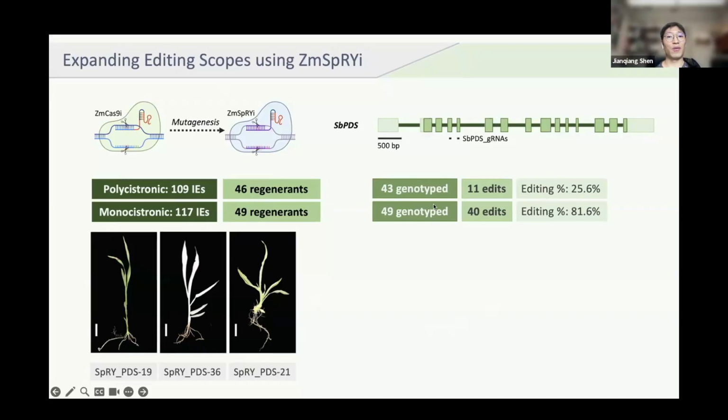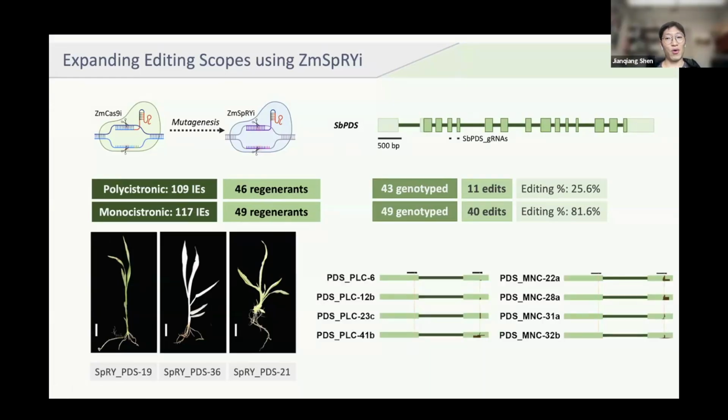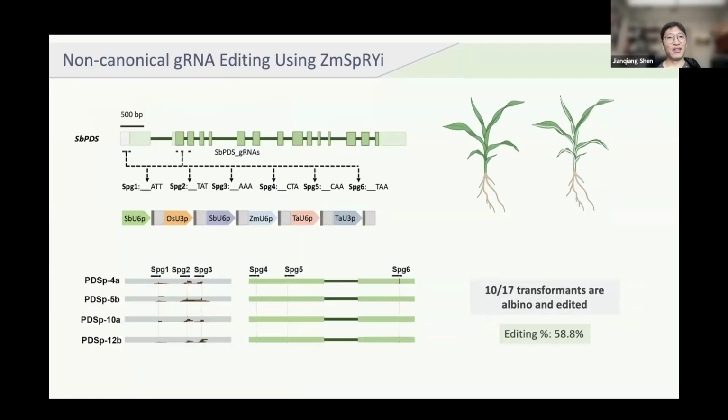But for the monocistronic, it's more than 80%, which is pretty good. And here's one more piece of information I would like to point out: for monocistronic, at least on guide RNA 2, it might cause a larger deletion. Larger means more than 5 or 6 base pairs, which is kind of new to these Sprite editing events.